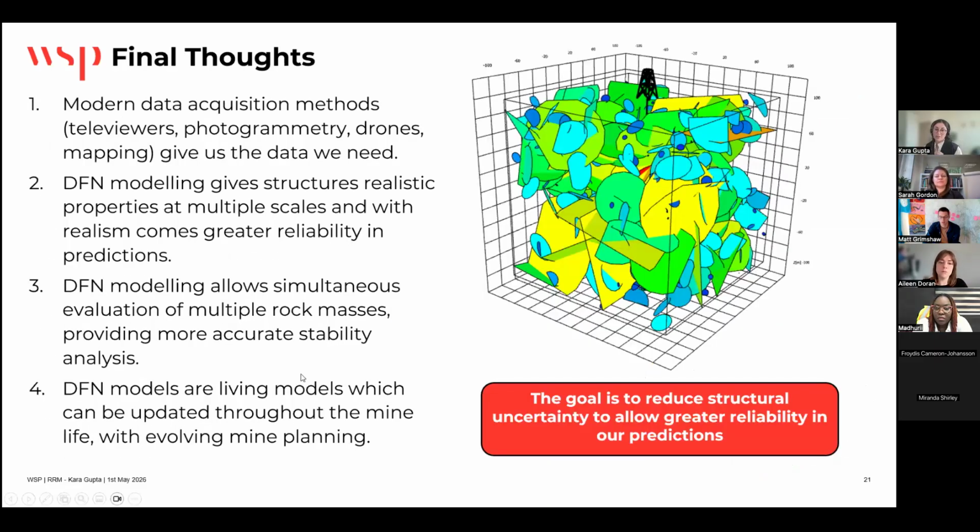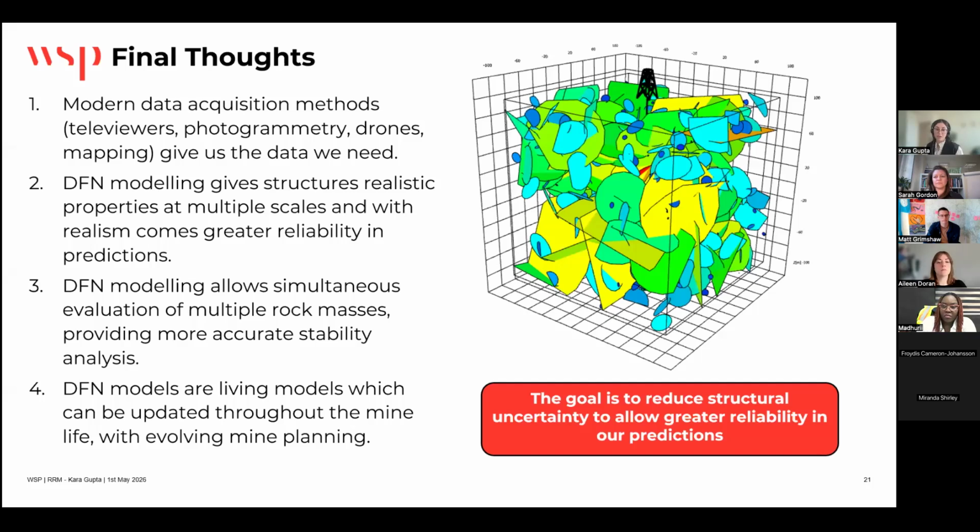So some final thoughts for you all. Modern data acquisition methods like televiewer, like mapping, like photogrammetry give us the data that we need to generate a DFN. DFN modeling gives structures realistic properties at multiple scales, and with realism comes greater reliability in predictions. DFN modeling allows simultaneous evaluation of multiple rock masses, and this provides more accurate stability analyses.